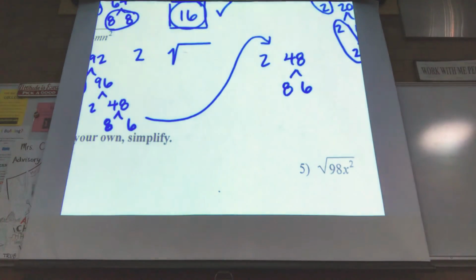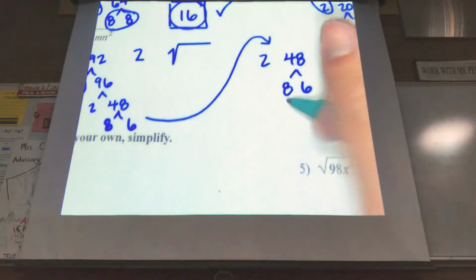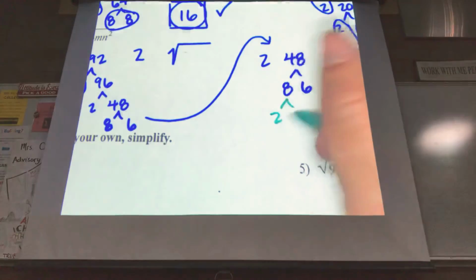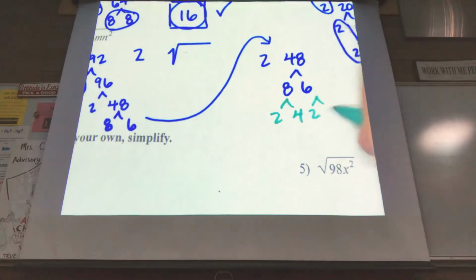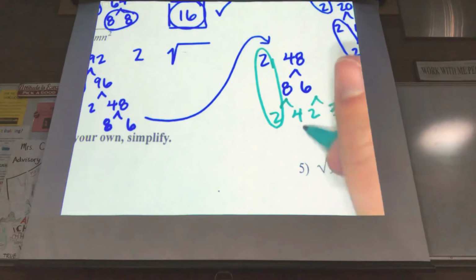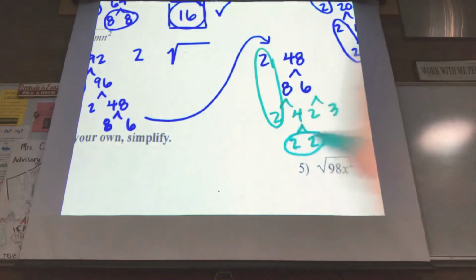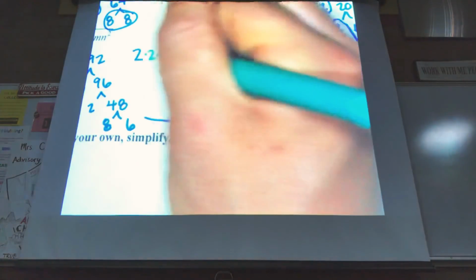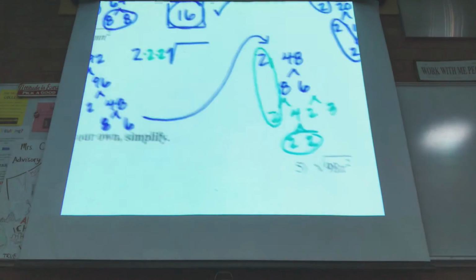Okay, so let's keep simplifying. 8 can be divided by 2, 2 times 4, 6 can be divided 2 times 3. Okay, I see a pair of 2's right there. So now I have a 4, a 2, and a 3. Let's see if I can find any more pairs. A 2 and a 2. There's one more pair of 2's. So 2 more 2's got to come out outside my radical.